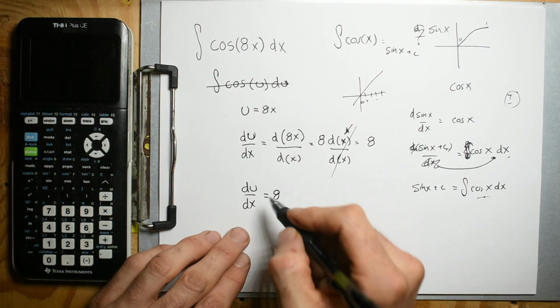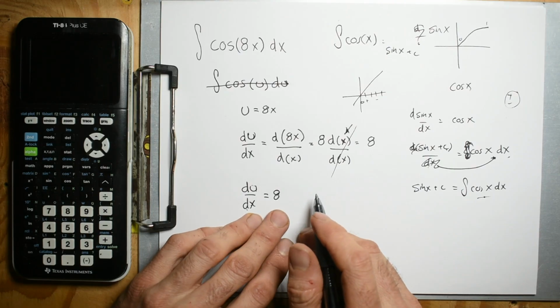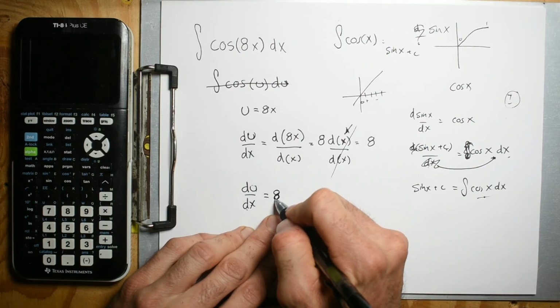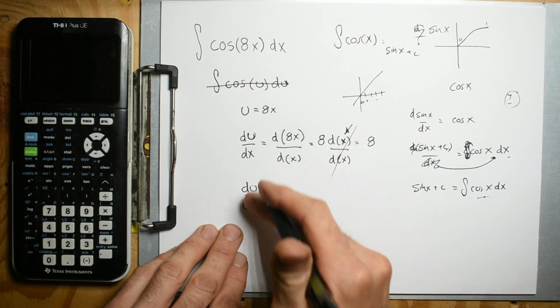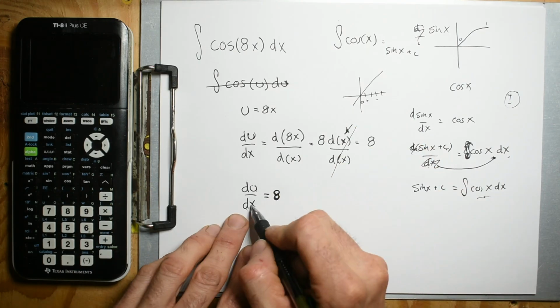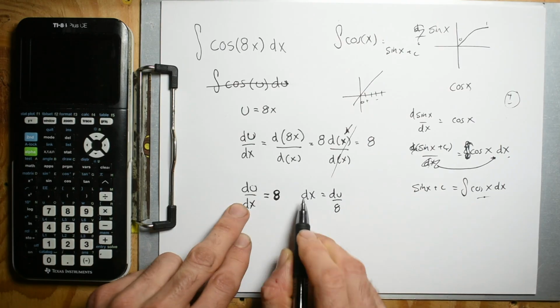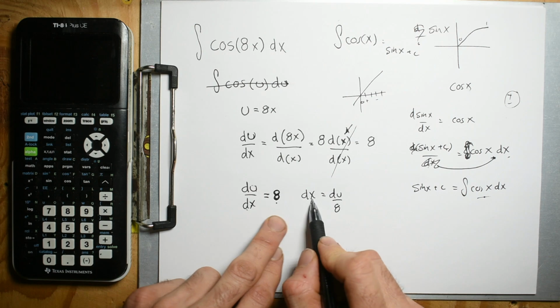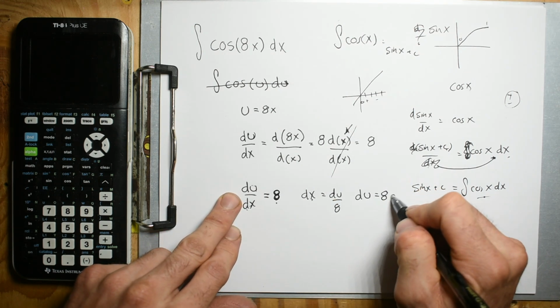Here I would say we have 3 things. This is my strategy from physics. If I have three different things with one equation, I can rearrange this 3 different ways. So let's solve for dx. dx is du over 8. Let's solve for du just for the heck of it. du is going to be 8 dx.